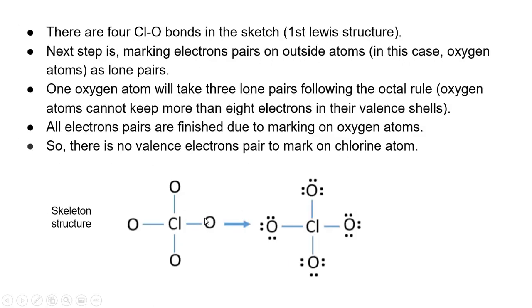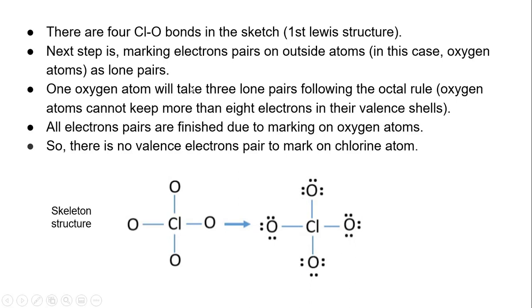Okay, so the first thing you do is you draw a skeleton. This is a skeleton structure. So we know that this is 2, 4, 6, 8. We've already used 8 electrons on this. And then we just start filling them in. And we do leave them as single bonds. So leave them as single bonds.